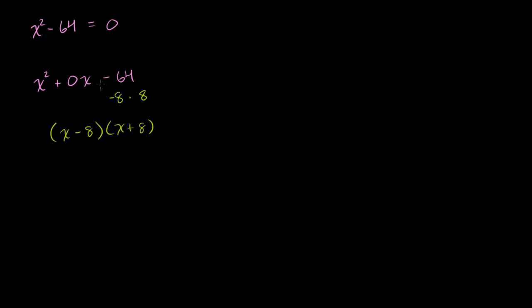Now, you don't always have to go through the process I did here. You might already remember that a plus b times a minus b is equal to a squared minus b squared. So if you see something that fits the pattern a squared minus b squared, you can immediately say that's going to be a plus b times a minus b, where a is x and b is 8.